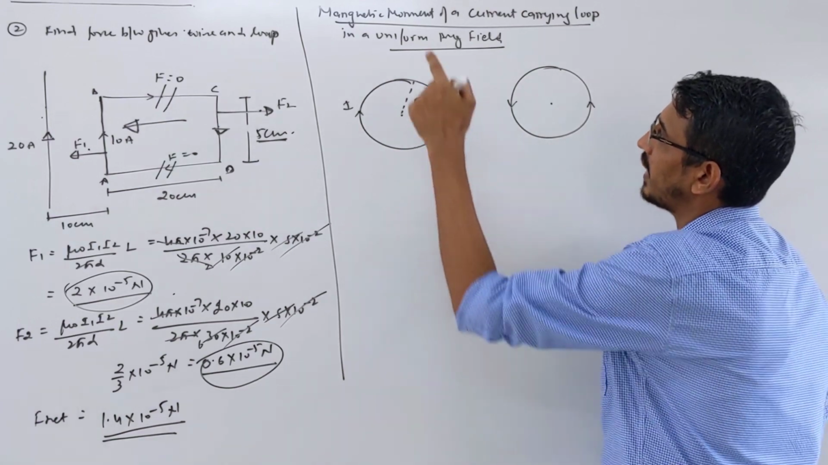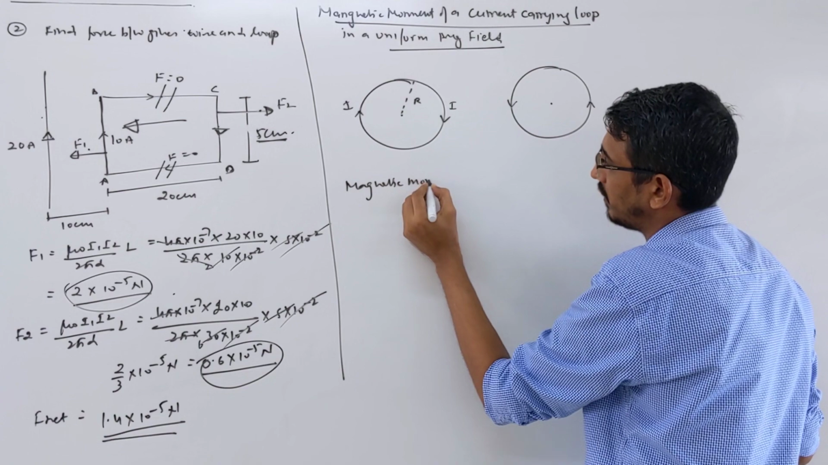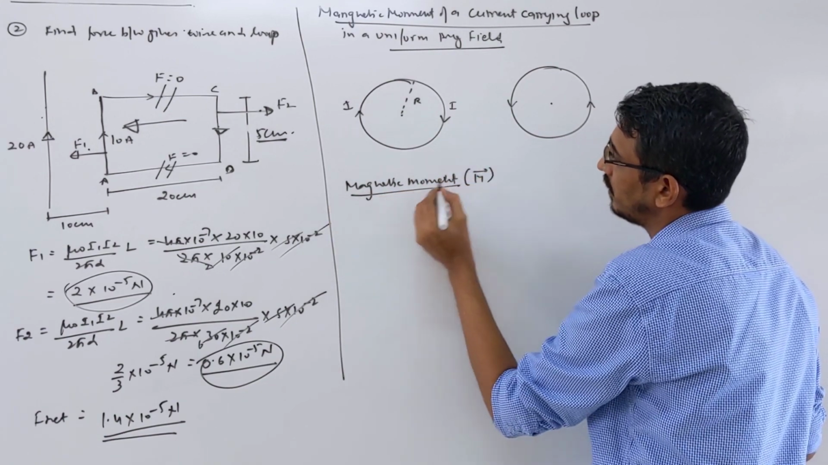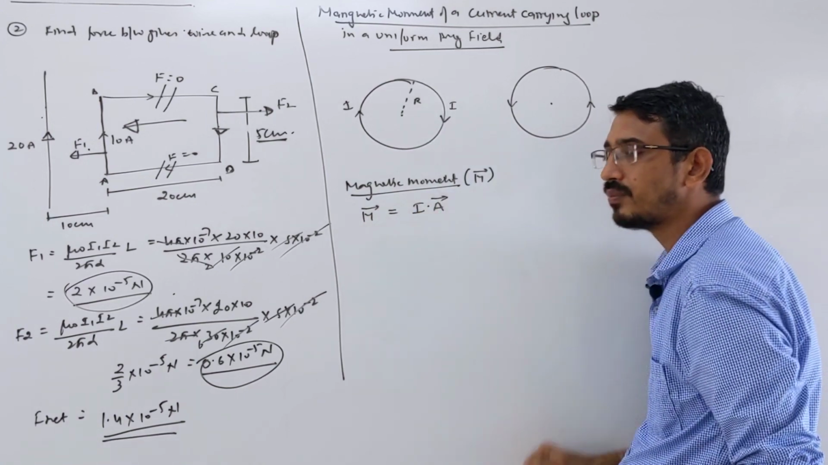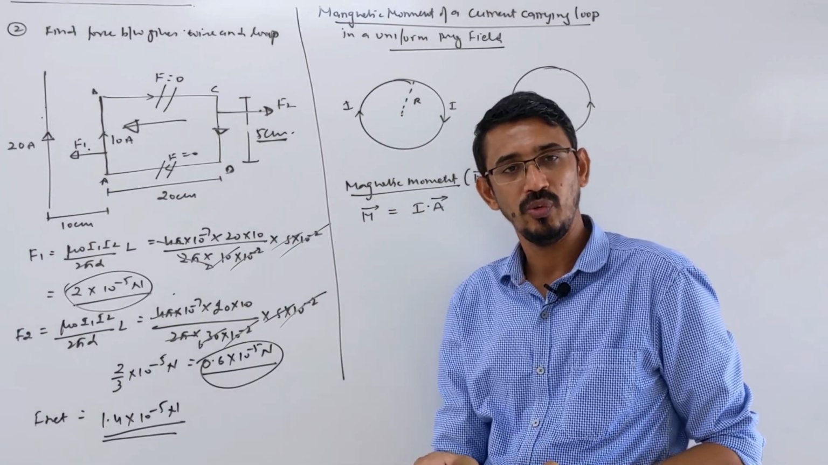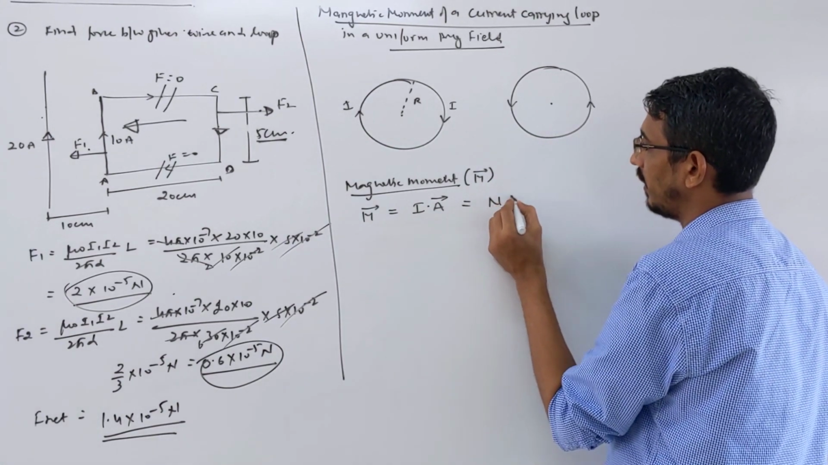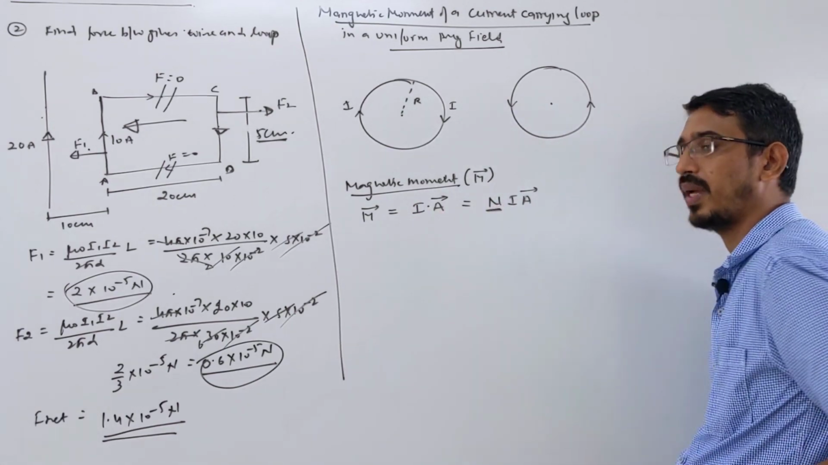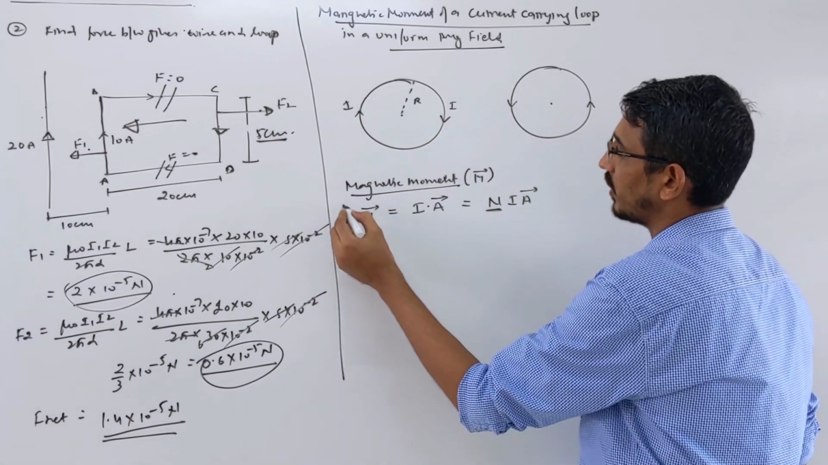Okay, so what is the magnetic moment of this loop? We write capital M, a vector quantity. Magnetic moment is the product of current into area of that loop. If n number of turns is given, you can write NIA also. So current into area is called magnetic moment. It's a very important vector quantity, and this is very important from the exam point of view.